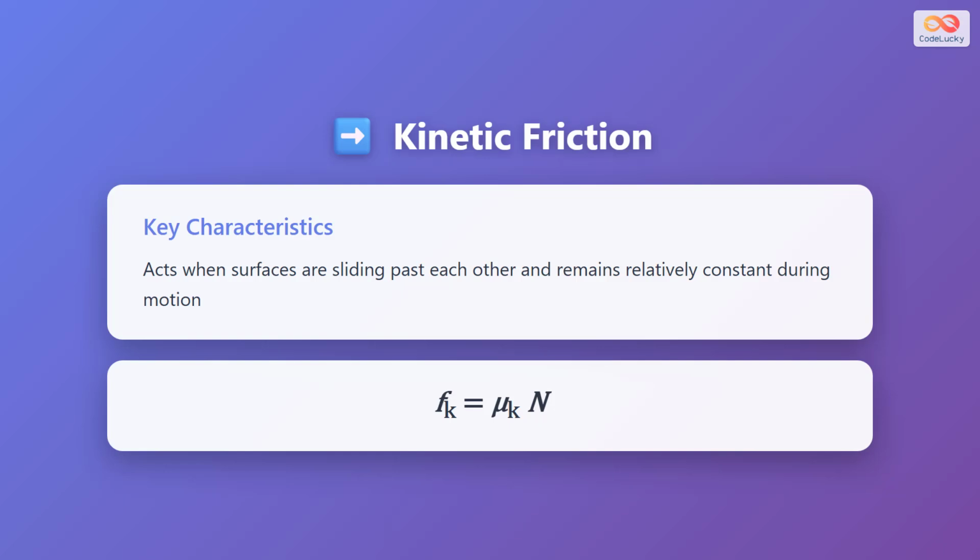Kinetic friction acts when surfaces are sliding past each other and remains relatively constant during motion. Unlike static friction, kinetic friction doesn't vary with the applied force. Once motion begins, the friction force stays approximately constant. The equation is F sub k equals mu sub k times n, where F sub k is the kinetic friction force, mu sub k is the coefficient of kinetic friction, and n is the normal force. Notice this is an equality, not an inequality, because kinetic friction has a fixed value during motion.